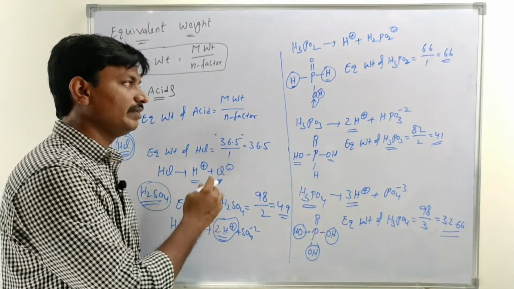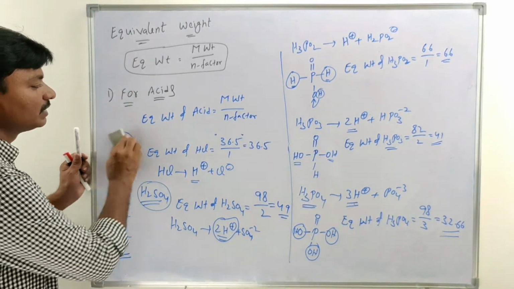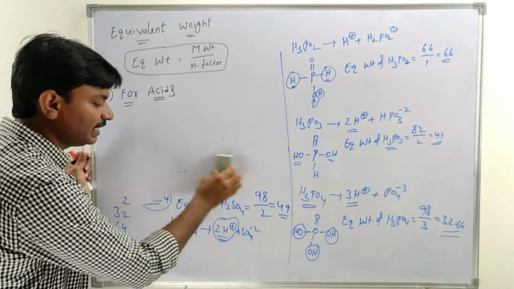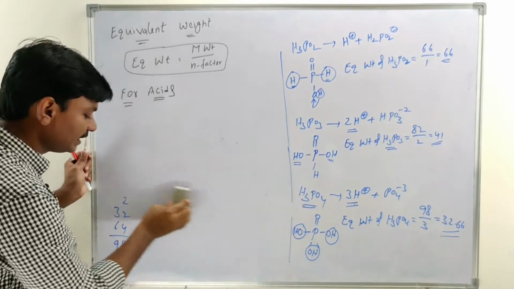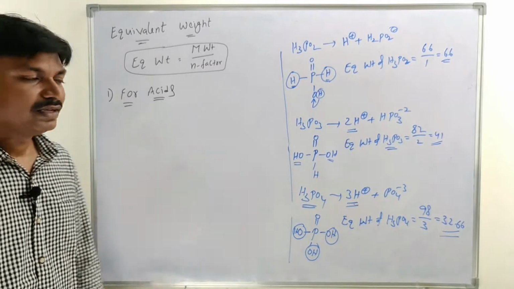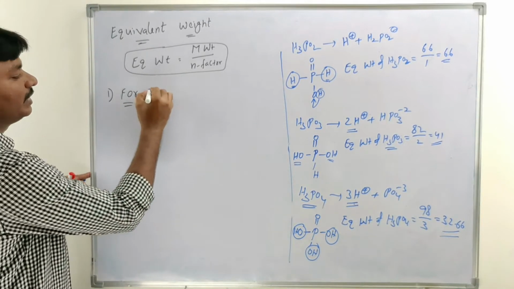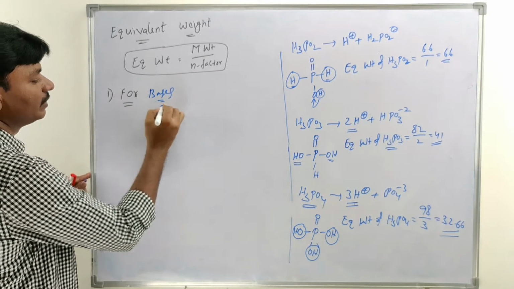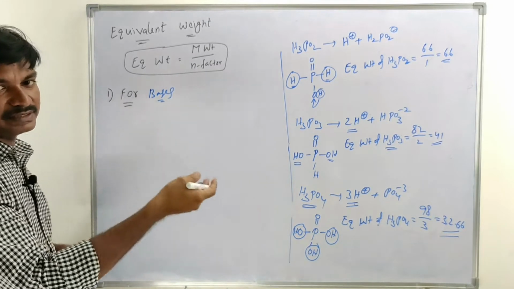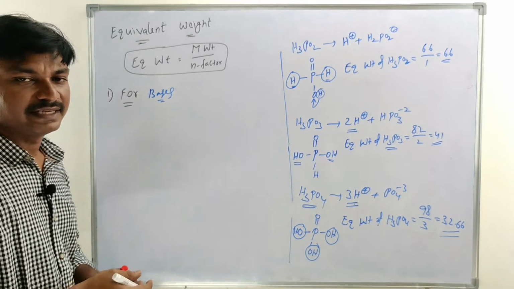That is the equivalent weights for acids. And next, equivalent weights for bases. The equivalent weight of a base depends on the acidity of the base, that is, the n factor value. Here the equivalent weight of a base equals the molecular weight of the base divided by acidity. Acidity means the releasing of OH minus ions.